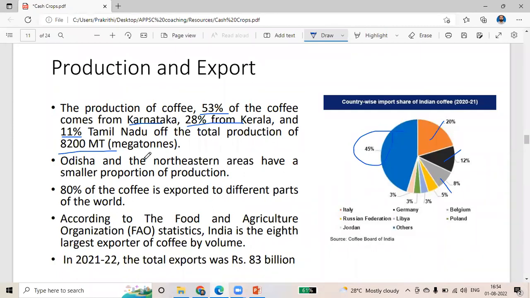And other than Karnataka, Kerala, and Tamil Nadu, there is production in Odisha and the northeastern areas as well. So almost 80 to 90% is covered by the South Indian states, Karnataka, Kerala, and Tamil Nadu. The remaining portion is mainly Odisha and the northeastern areas. There it is small, not that much.